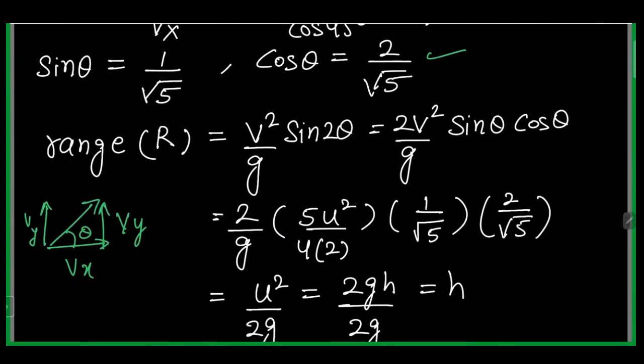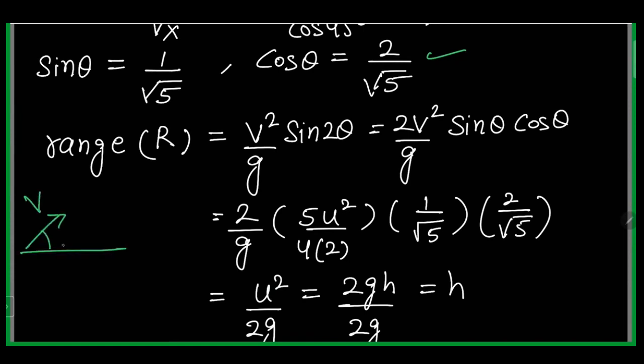Now let's come back to our problem. We know the velocity, we know the angle, and we want to find this distance. What is this distance known as? Range. In motion in 2 dimensions, we covered this. We know the velocity after collision, we know this angle, and we simply want to find the range. The formula for range is V square by G into sine 2 theta.